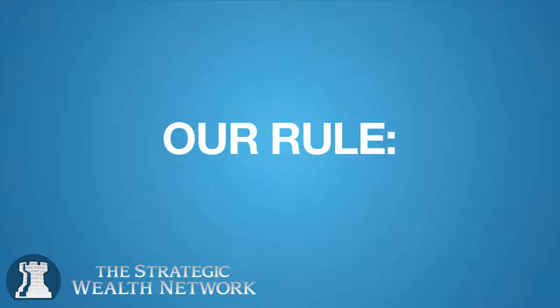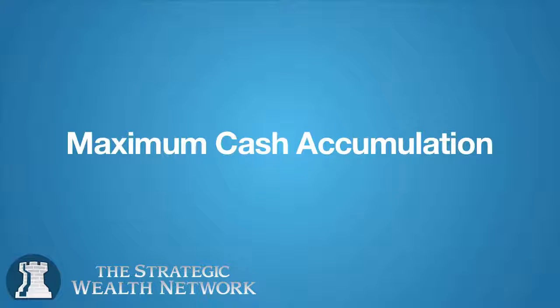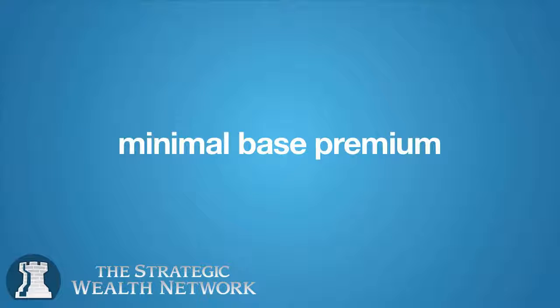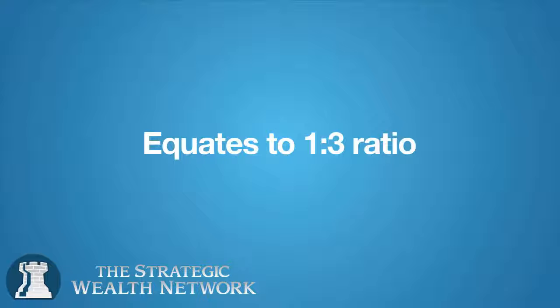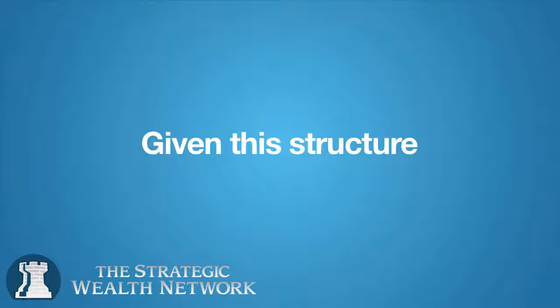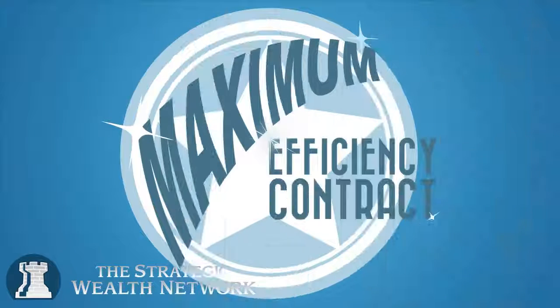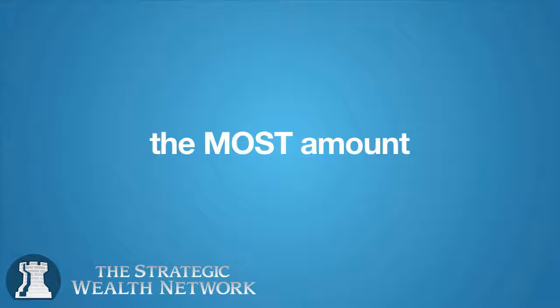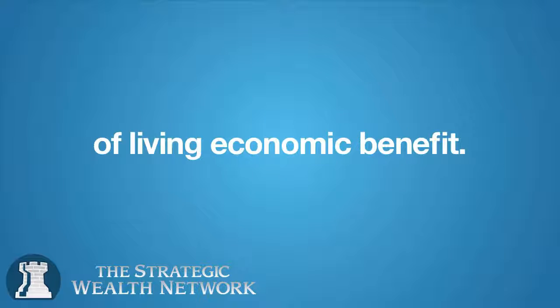Our rule for contract design is maximum cash accumulation with minimal base premium. This usually equates to a 1-to-3 ratio for base premium to cash accumulation, depending on your underwriting classification. Given this structure to your maximum efficiency contract, you will want to pay the most amount of premium to gain the most amount of living economic benefit.